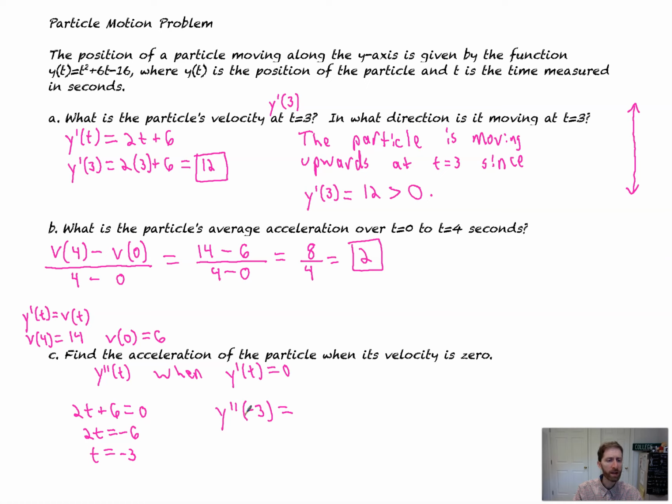So what's y double prime? We need to find it. Notice how we don't know what we need until we get to what we're asked for. So we're being asked for y double prime. Let's find it. y double prime is the derivative of y prime, which is 2t plus 6. The derivative of this is 2. And so no matter what, our acceleration is going to be 2. It's a nice constant acceleration.